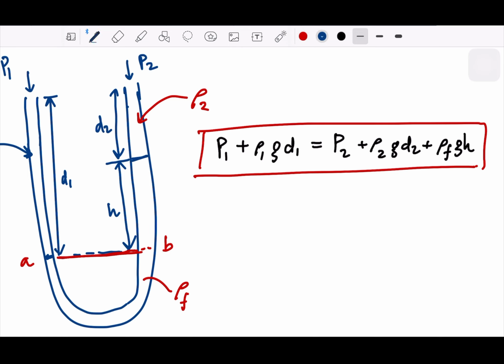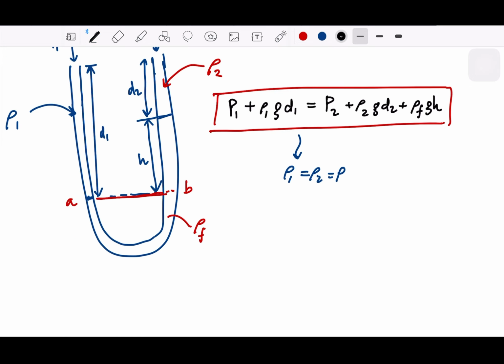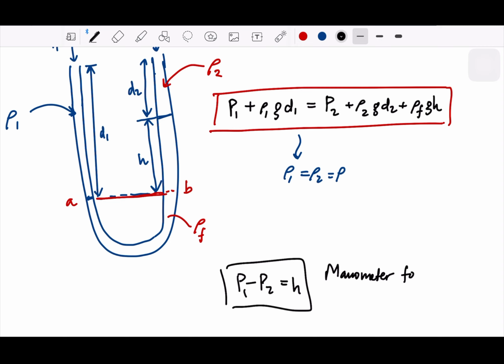And of course, you can have some variations. For example, if rho 1 equals rho 2, you can have different terms. And I think just taking one general formula is basically enough for understanding the manometer. And for gases, the formula is just this. Okay. Manometer for gas.